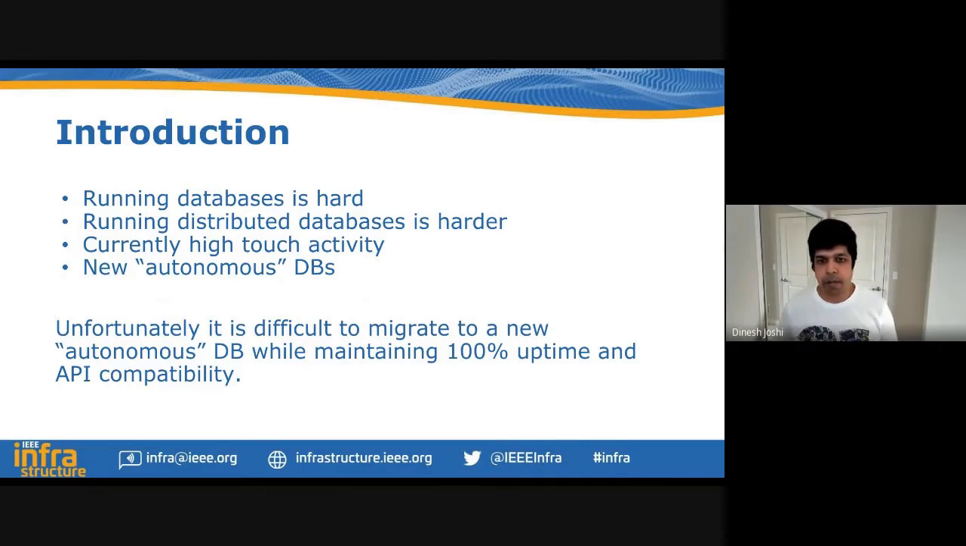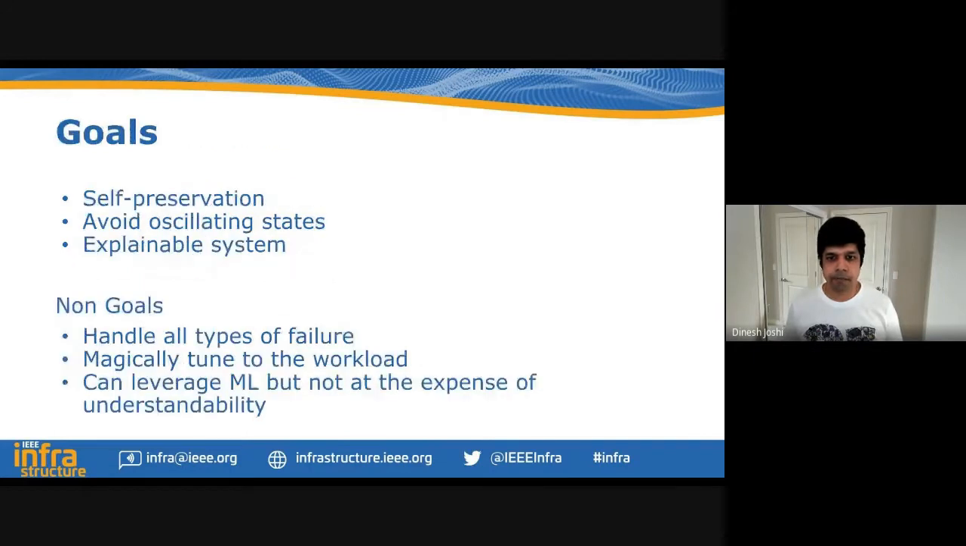So running a database is hard. Running a distributed database is even harder due to complexity and exponentially more failure scenarios. It's currently a high-touch activity, which means there is a lot of human intervention. There are new autonomous databases on the market, but it is difficult to migrate to these databases while maintaining 100% uptime and API compatibility. That's why we are proposing adding self-healing capabilities to an existing database such as Cassandra.